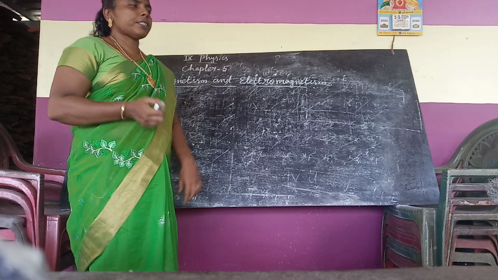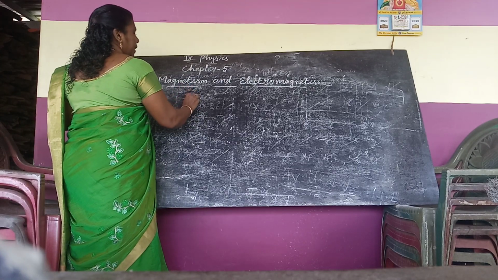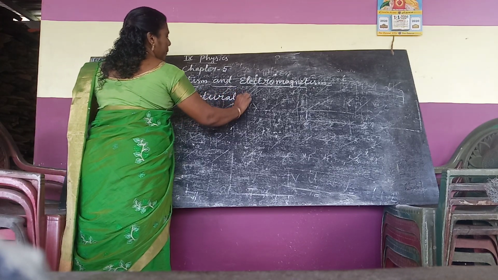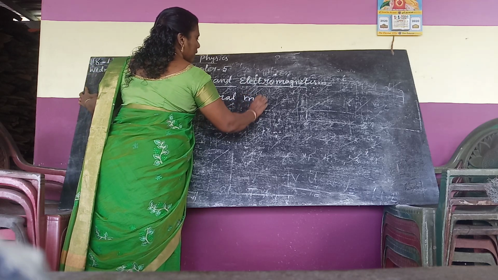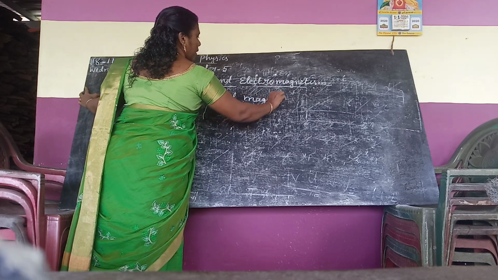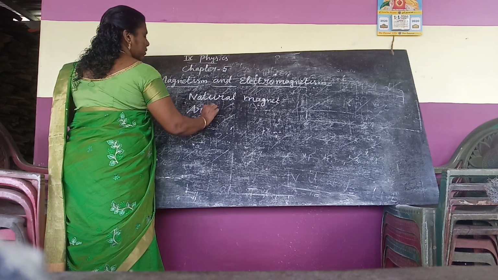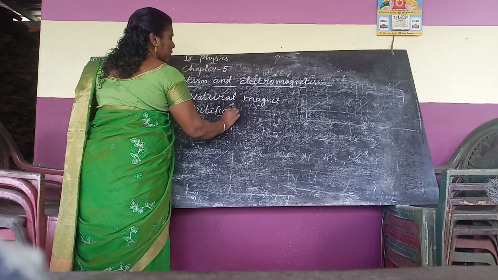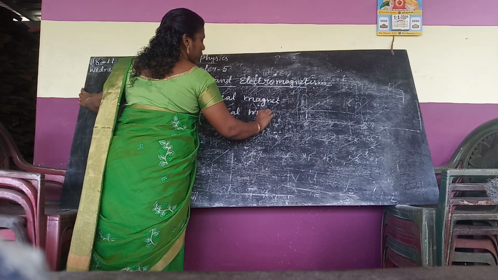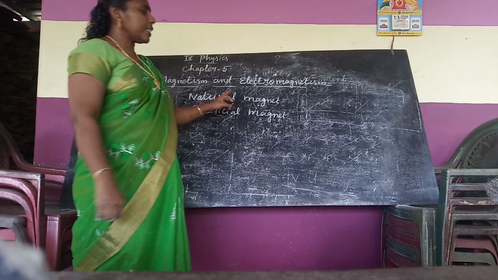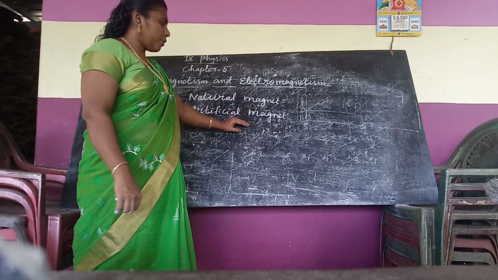There are two types of magnets. One is the natural magnet. Another one is the artificial magnet. There are two types of magnet, natural magnet and artificial magnet.